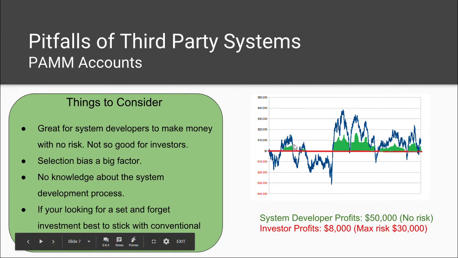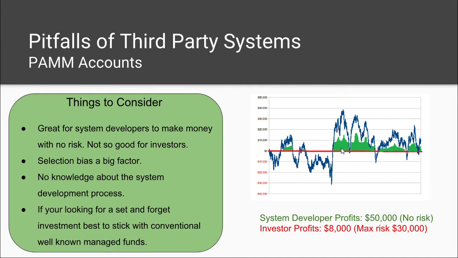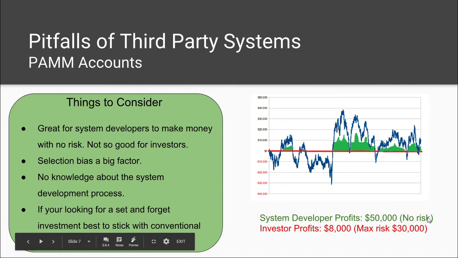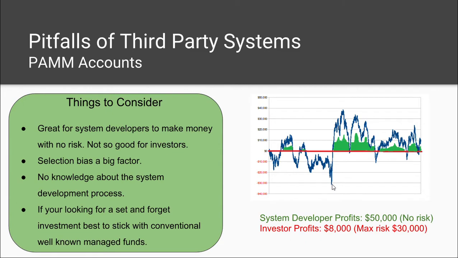But look at the system developer, these green shaded areas. They're making 35% profit any time the system is up. And they're taking that from you. You only get 65 and they're getting 35. So they don't lose any money when it's down, they just make money when it's up. So they've made 50 grand and they've had no risk at all. They didn't lose any money. It doesn't cost them a single thing. So as a system developer, this is great. You just make money with no risk. As an investor, not the best story, because you may actually finish here. You may actually finish at minus 30,000.